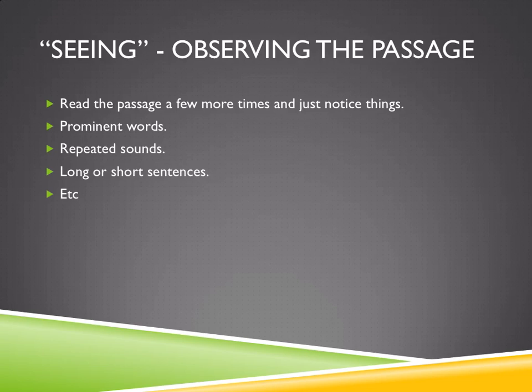So as I mentioned before, the first thing now is to just see the passage, just observe it, just see what you can see straight away in terms of prominent words, repeated sounds, long or short sentences, those sorts of things that stand out. Might be odd word choices, might be things that are repeated. Just go through it and underline things as you observe them. And I'll show you what I observed in the passage from Hanging Rock.